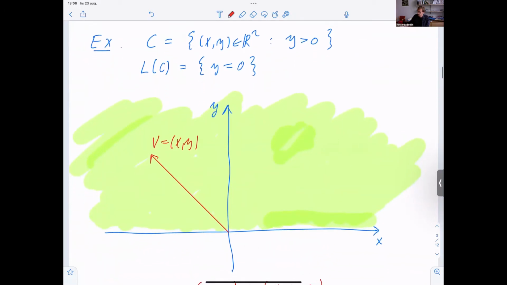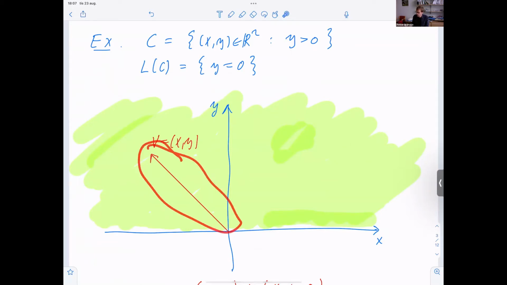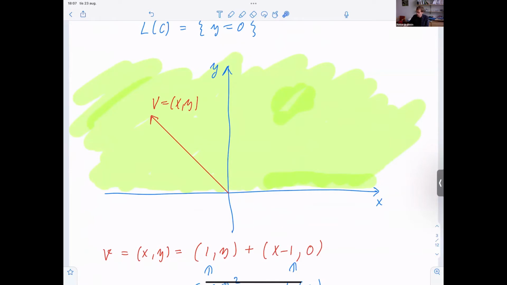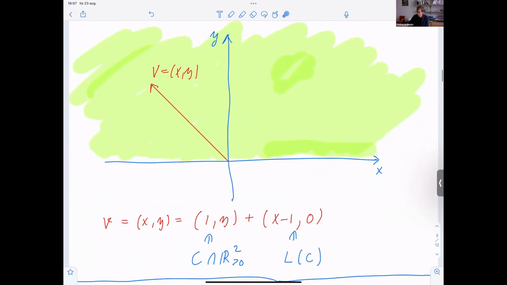An obvious example of this is the upper half plane. If we take any vector here, say one that points in the second quadrant, then of course we can add some negative x to it and get there. In symbols, we can take, for example, (1, y), which is in the positive orthant, plus (x minus 1, 0). So this is an example of an effective cone.